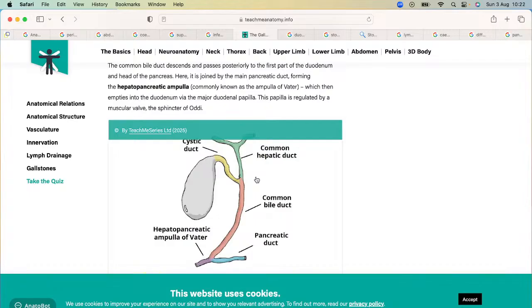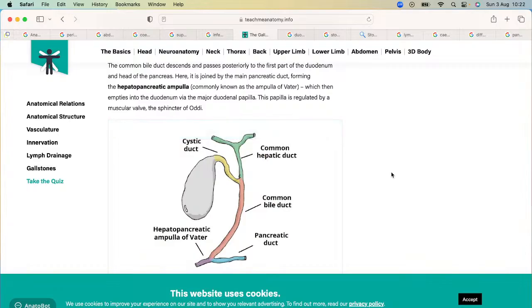This is another question that comes up in SEQs, so remember the contents and the borders. The cystic artery, as the name suggests, supplies the gallbladder. I think that's easy to remember.